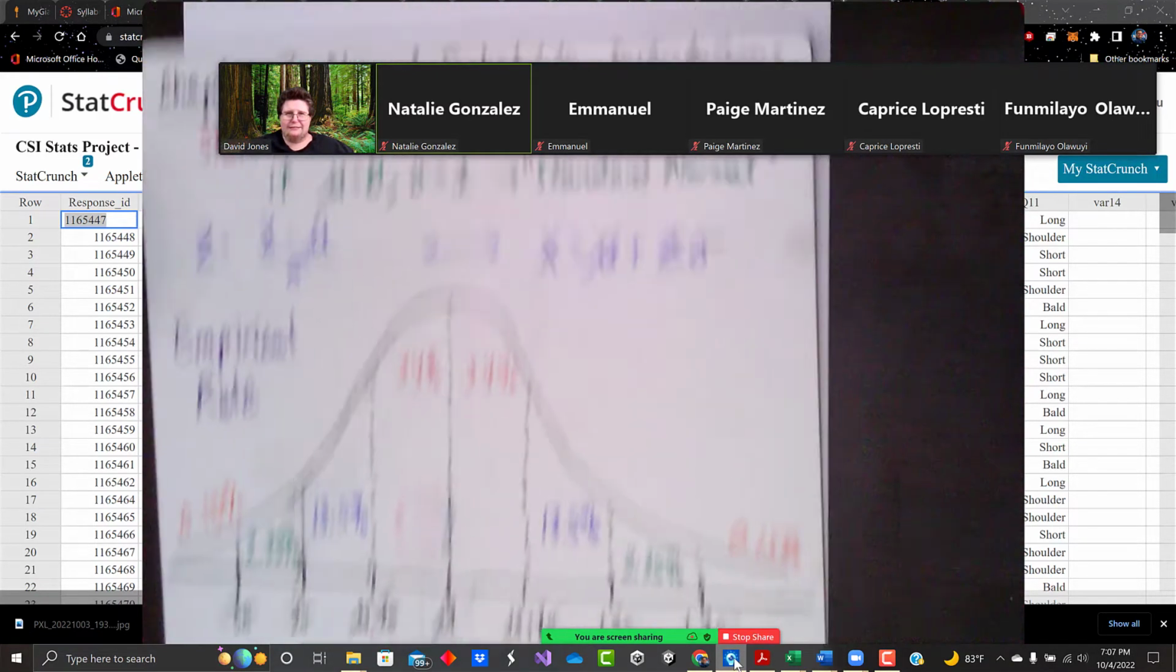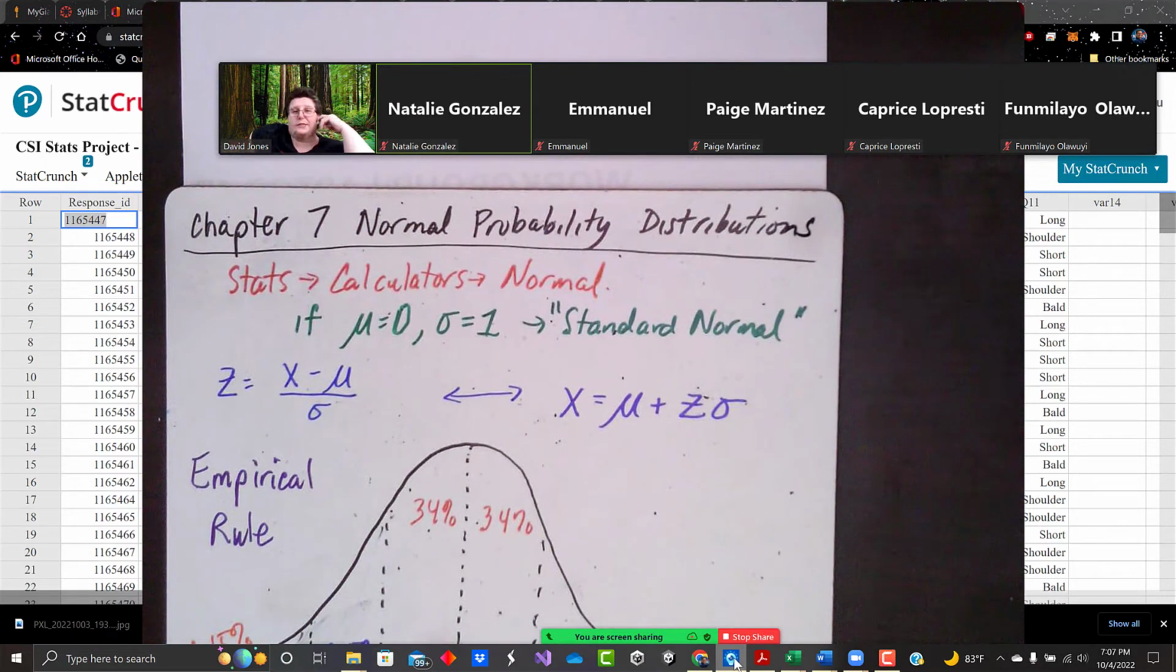In chapter 7, we had normal probability distributions. This is probably one of the most important sections for the rest of the semester. Binomial, chapter 6, comes up a lot too. But chapter 7 is by far the most important chapter of them all. We will use this stuff a lot. We have stats, calculators, normal, and StatCrunch. You need to enter the mean and the standard deviation. It defaults to 0 and 1. When it defaults to that, it's called the standard normal.